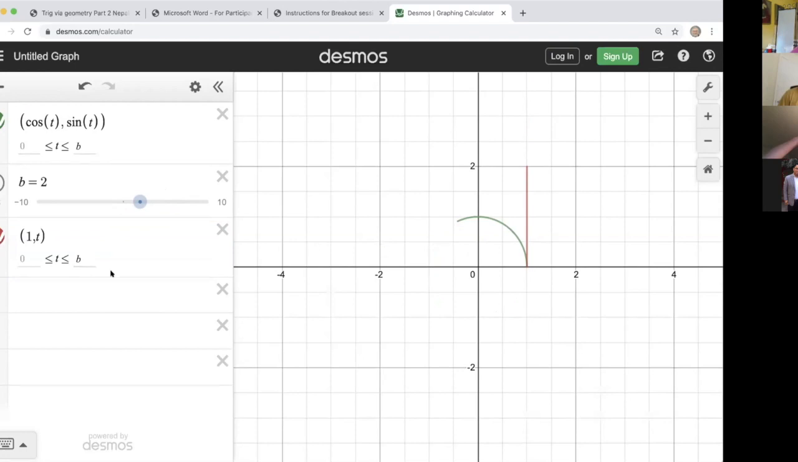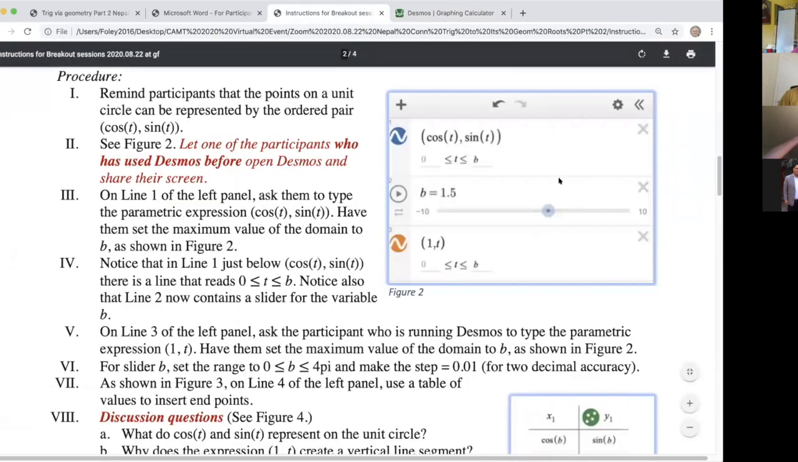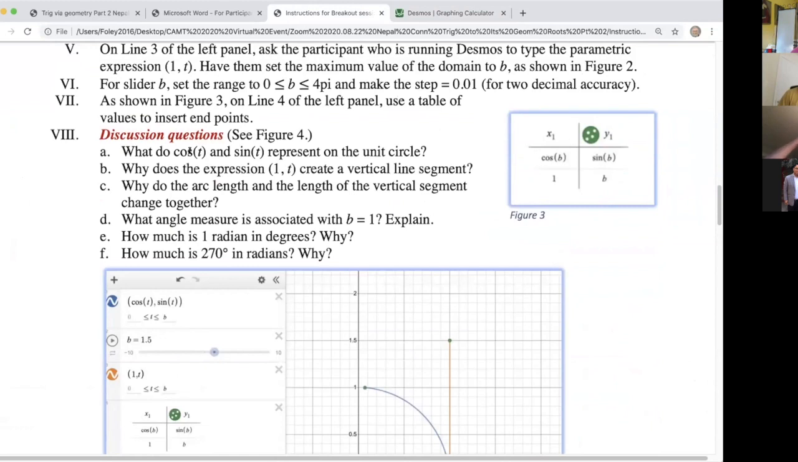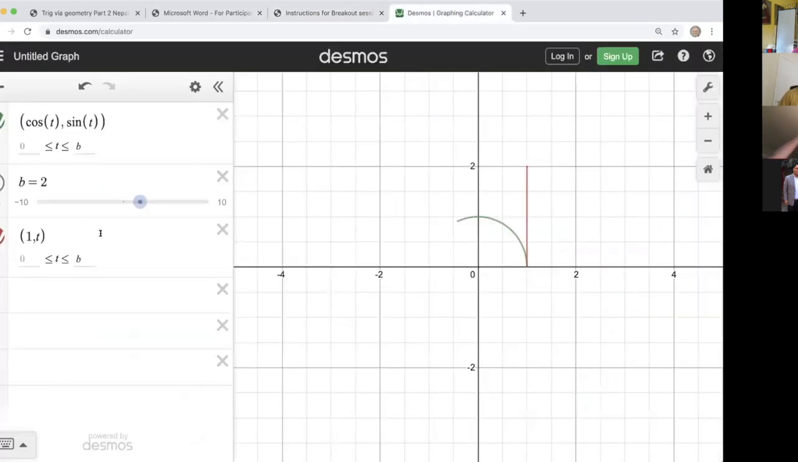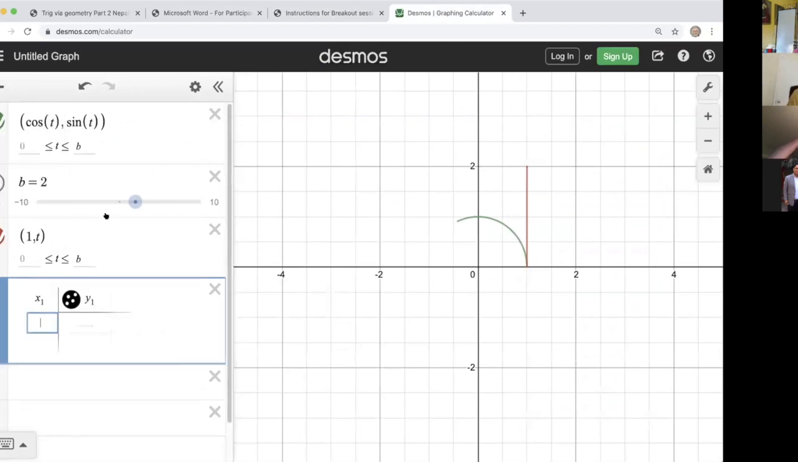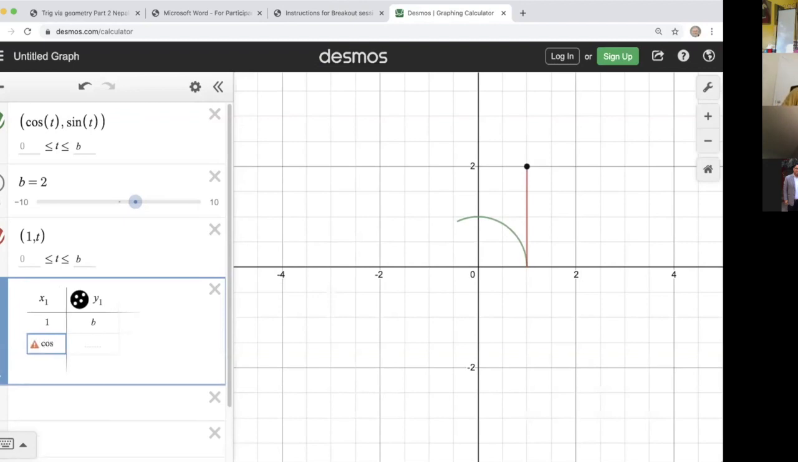And so that's what they're exploring in the breakout room. Let's see, do they get any farther than that in the first one? They create a little table, it looks like, so that there's endpoints, and so we can use the table feature in Desmos. The endpoint here would have a b value. The maximum would be cosine of b, sine of b, and here it would be, I guess, 1 and b. And so you get an endpoint for each of those, and that just makes it show up a little bit more strongly. So this would be x component cosine of b, and the y component would be sine of b.